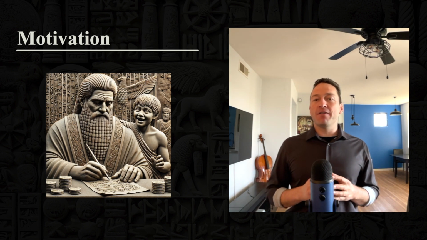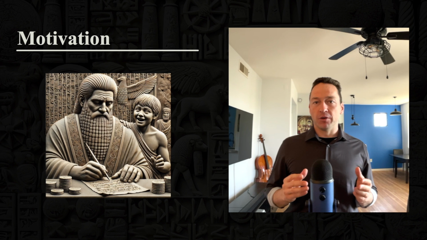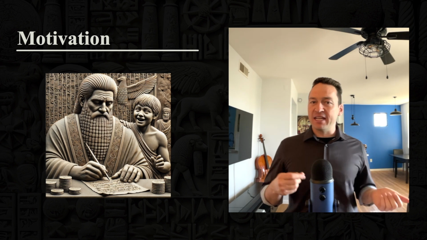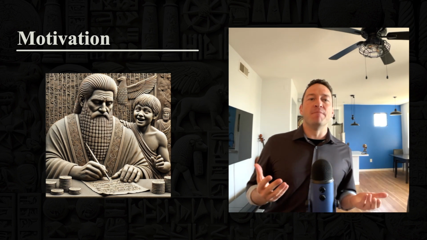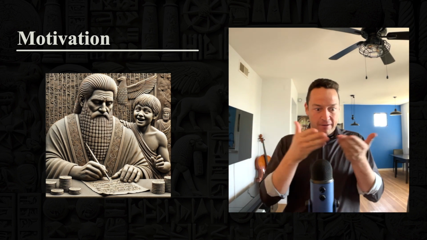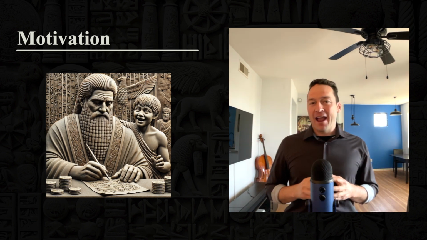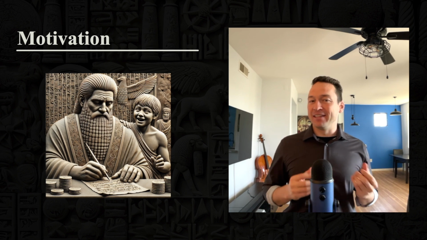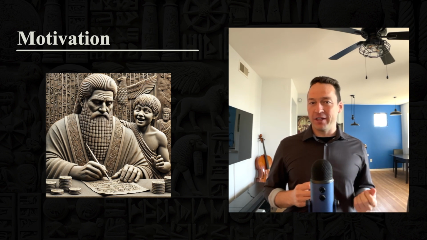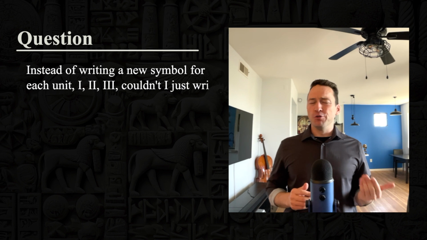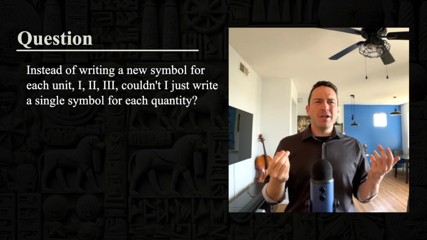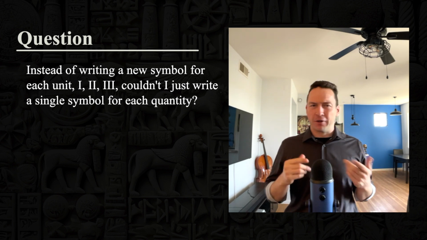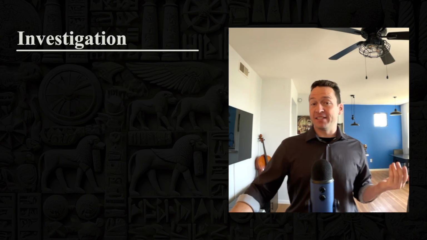He also found the number system of Roman numerals difficult to work with. It takes up a lot of papyrus to do calculations, and he noticed how mentally taxing it is to keep track of all these symbols on a paper. And these considerations lead Algamesh to the following question. Instead of writing a new symbol for each unit, 1, 2, 3, couldn't I just write a single symbol for each of these quantities?